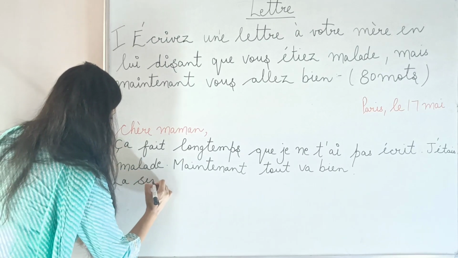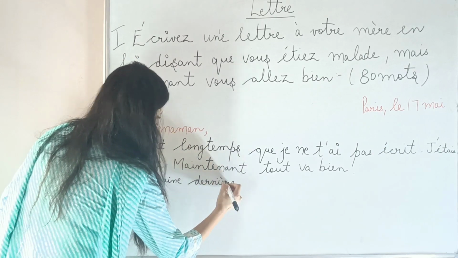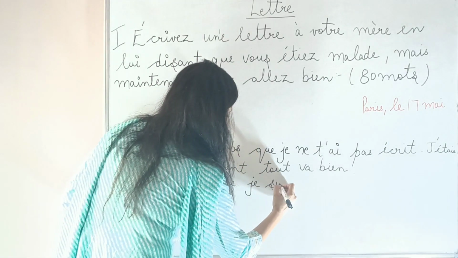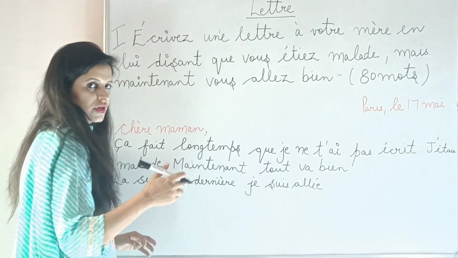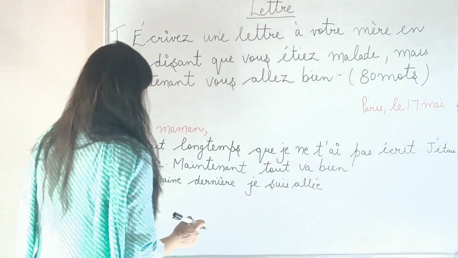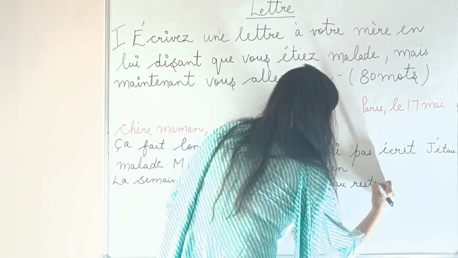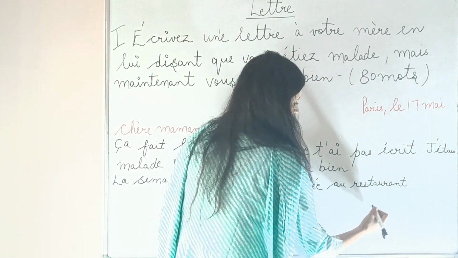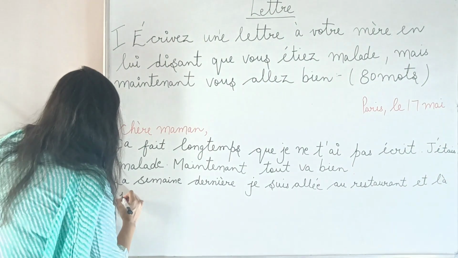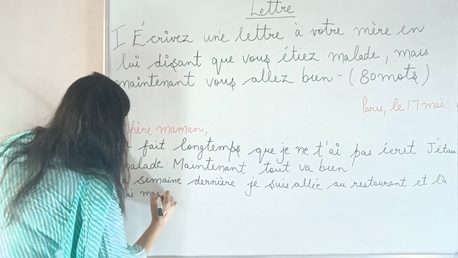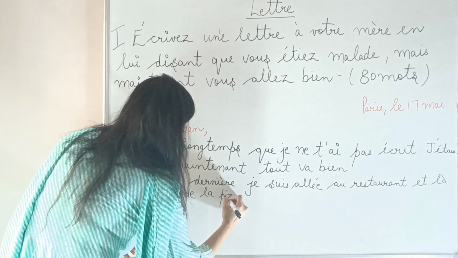La semaine dernière, je suis allée. I'm writing one more E because I am writing. If you're a boy, you can avoid the E. Okay? La semaine dernière, je suis allée au restaurant et là is like over there. J'ai mangé. You can write any dish. J'ai mangé. I'm writing pizza right now. J'ai mangé de la pizza.